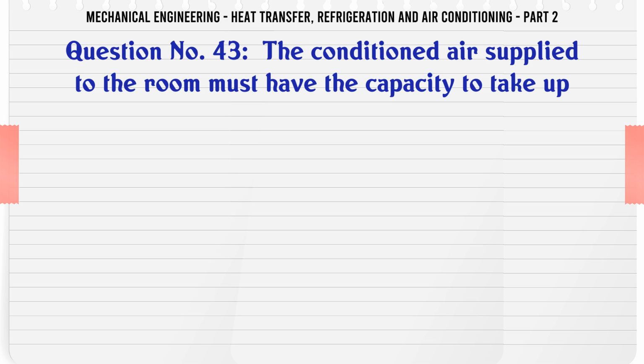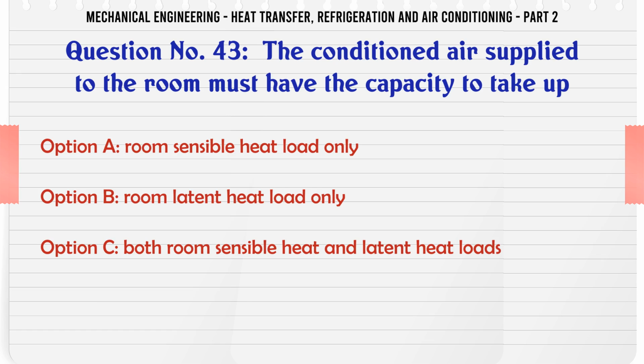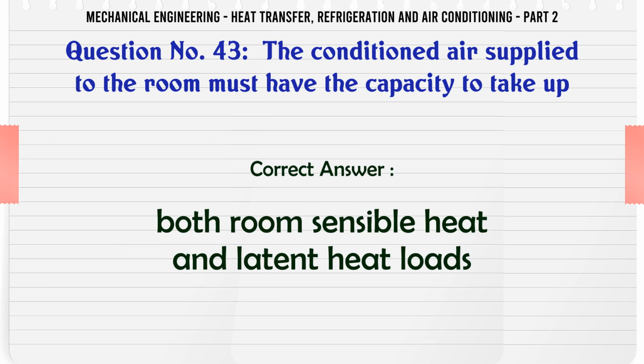The conditioned air supplied to the room must have the capacity to take up A. room sensible heat load only. B. room latent heat load only. C. both room sensible heat and latent heat loads. D. none of the above. The correct answer is both room sensible heat and latent heat loads.